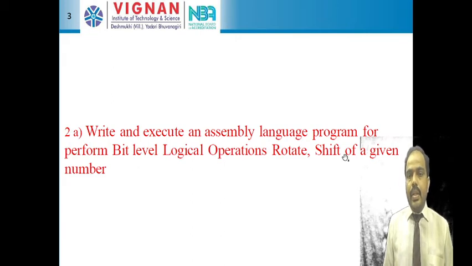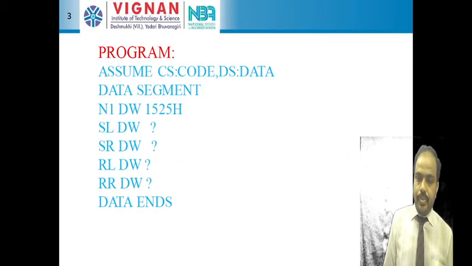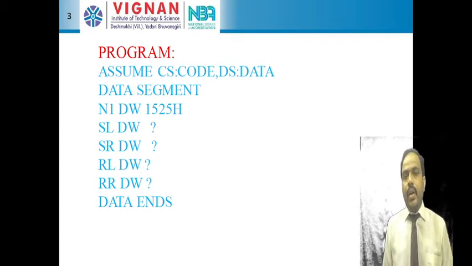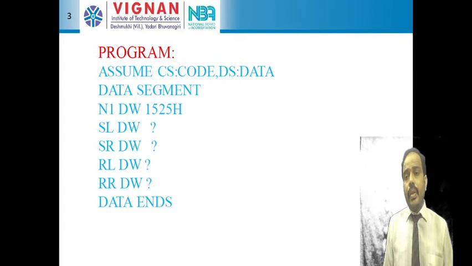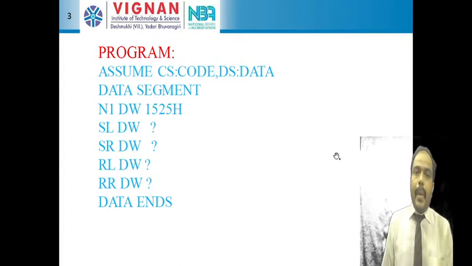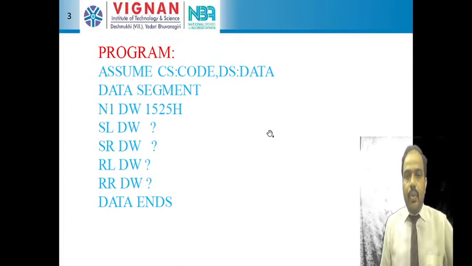Here I am directly discussing the program execution. Then we'll go for the manual practical shifting and rotating. Then we'll go for the execution using MASM software. As we know, in every program, first we have to write the assembler directives, that is ASSUME CS:CODE, DS:DATA. That means it informs the assembler which segments we are using.